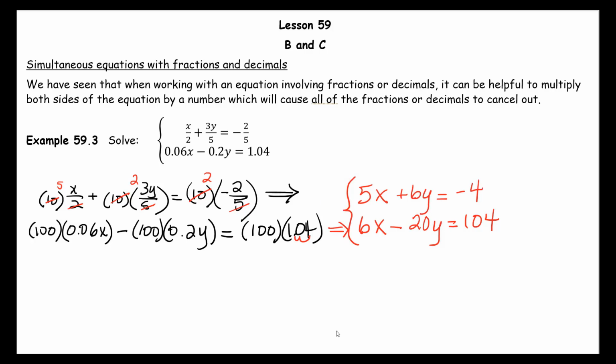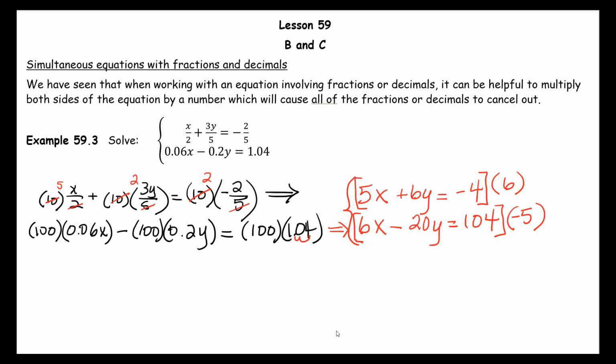So now I want to solve this by substitution or elimination. It looks like the best thing to do would be to solve this by elimination. To do that, I'm going to multiply the first equation through by 6. And I'm going to multiply the second equation through by -5. This will cause the x's to cancel because I'll have a positive 30x in the first equation and a negative 30x in the second equation.